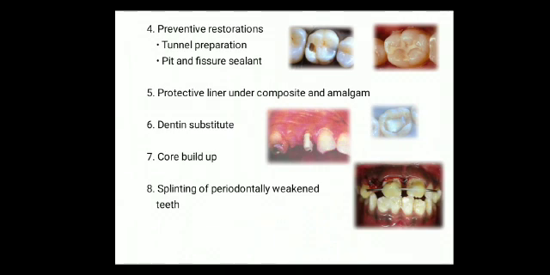Protective liner under the composite and amalgam, as a sandwich technique, we will be studying in the further slides. Dentine substitutes, that's why it is called man-made dentine. Core buildups, splinting of periodontally weakened tooth.